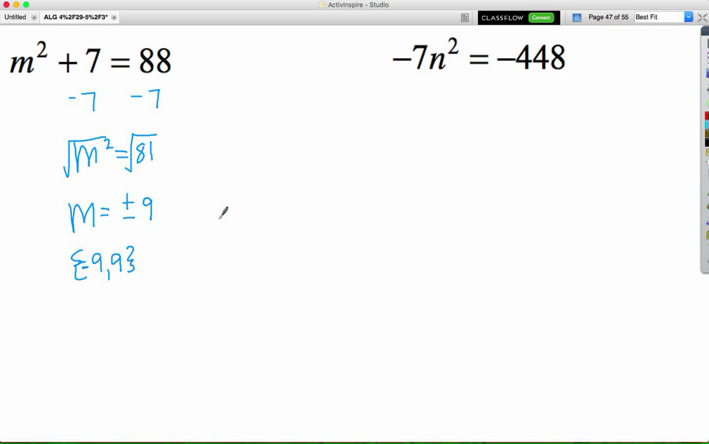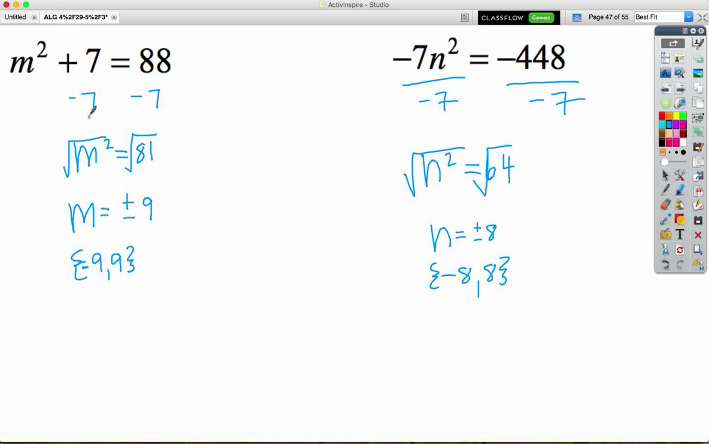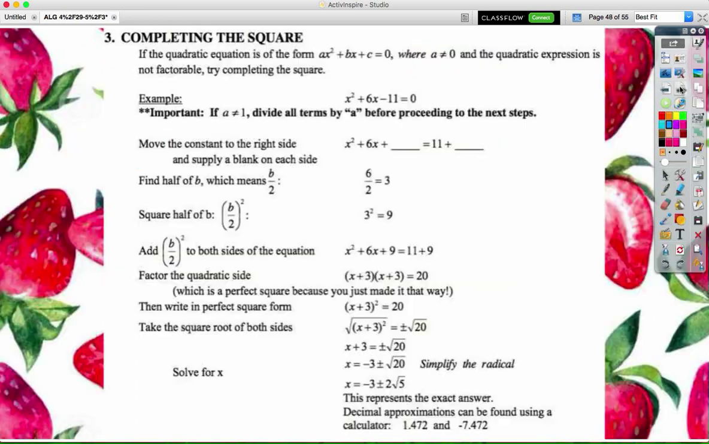All right, Scarlett, what do we have to do with the second example? Okay, and what was -448 divided by -7? Okay, and from there, what'd you do, Scarlett? Okay, so what were your two answers? Okay, perfect. So those only work in certain circumstances. I can't use that on every single quadratic equation. Because if there was like an m to the first power or an n to the first power, this would not work out. Okay. All right, so our next thing that we come to is completing the square.